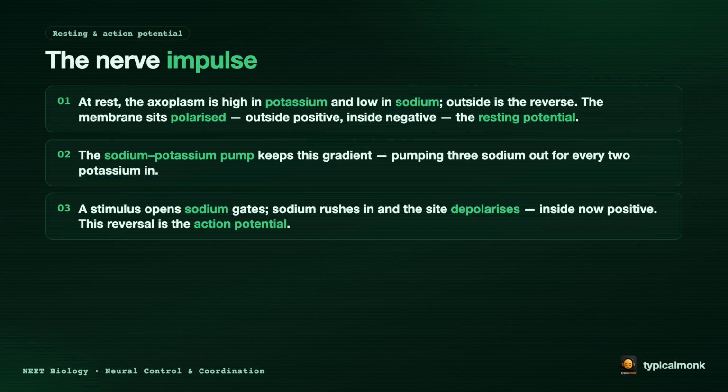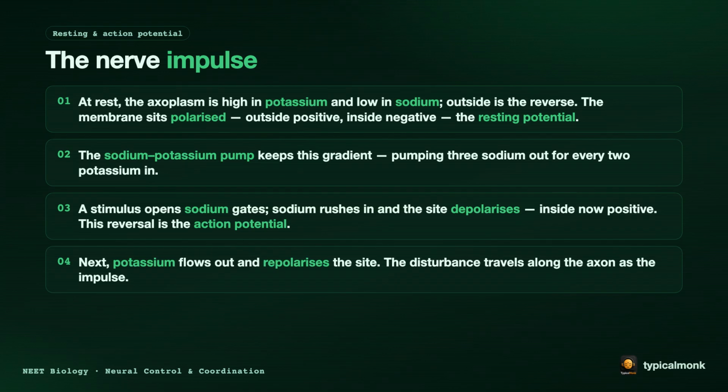Now, a stimulus opens the sodium gates. Sodium rushes in, and that side depolarizes. The inside turns positive. This reversal is the action potential. Right after, potassium flows out and the site repolarizes. And this disturbance travels along the axon as the impulse.